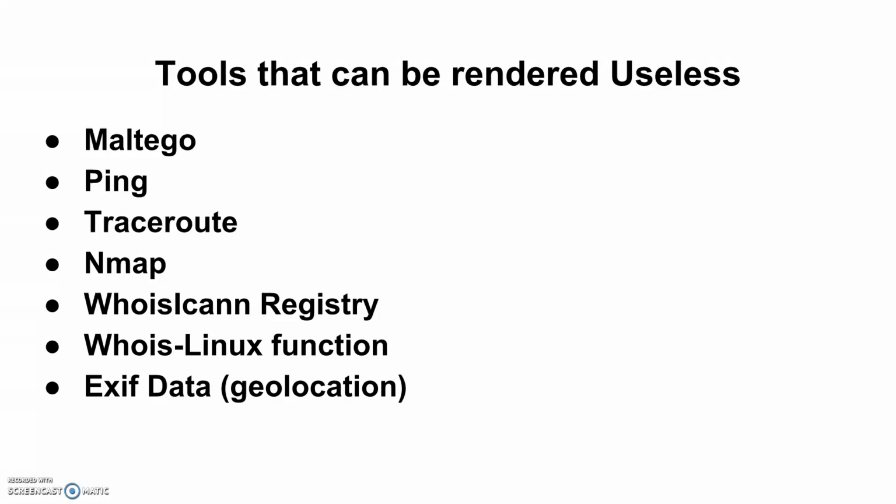have any electronic presence. Maltego, Ping, Traceroute, Nmap, the Whois ICANN registry, the Whois function built into Linux. If you don't know those, don't feel bad, but those are typical open source tools. EXIF data, that's the information that comes on a picture unless you adjust your privacy settings, such as the geolocation tags.